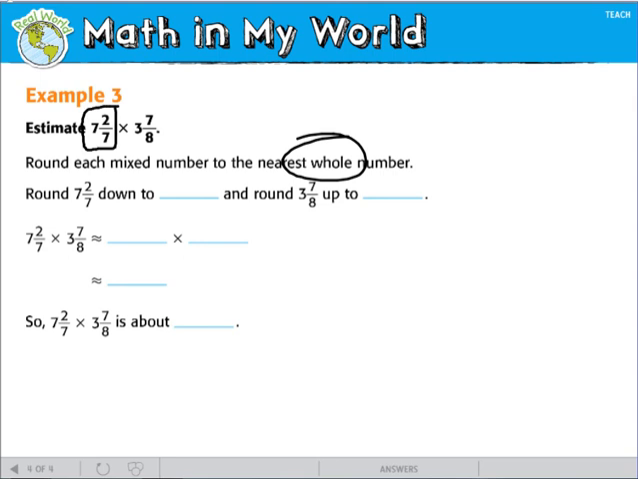Now, when you're rounding mixed numbers, I know we've done this, but you need to just act like you're estimating an addition problem. 7 plus 2 sevenths equals. You're going to take the fraction from your mixed number and round it to the nearest whole number. In this case, our 2 sevenths. Is it closer to 0 or 1?